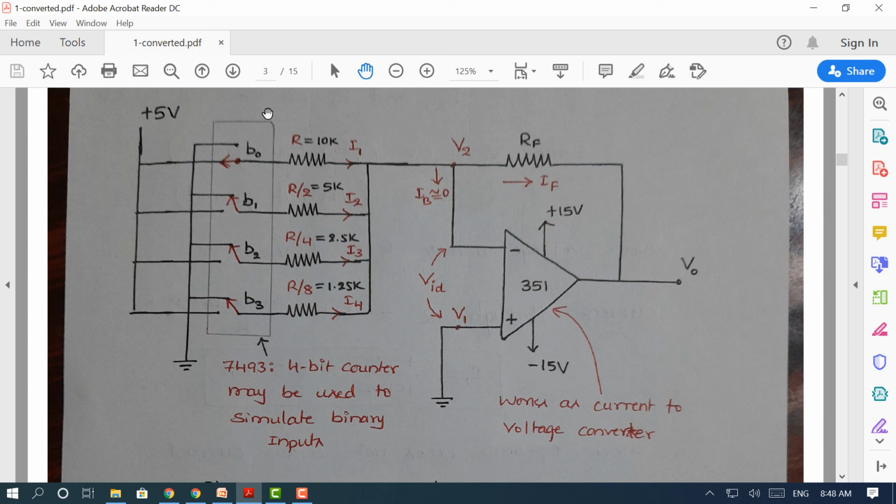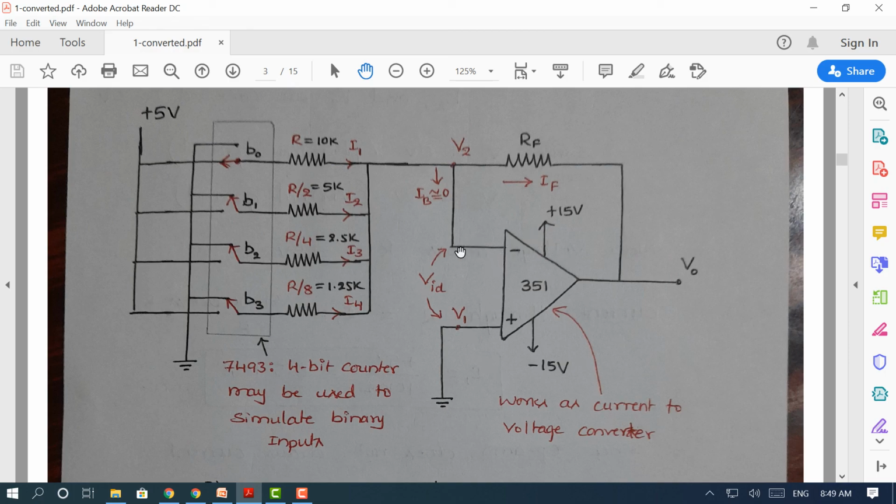You can see the full circuit here now. So this is the circuit details of binary weighted type digital to analog conversion. As I already mentioned, here we use an op-amp, that's the basic element in this conversion process.